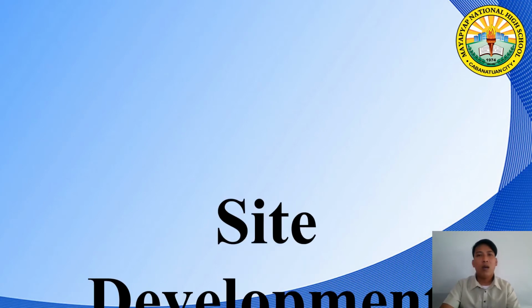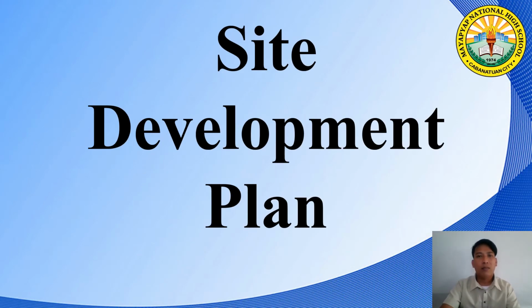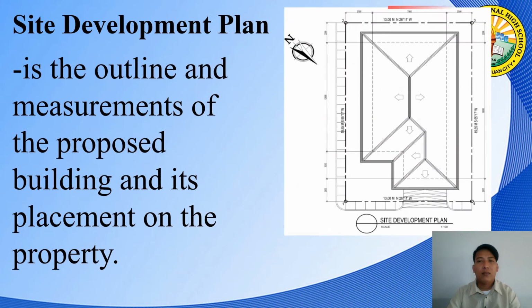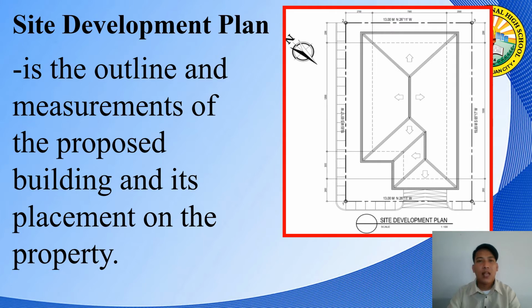Now, let's talk about site development plan. Site Development Plan is the outline and measurement of the proposed building and its placement on the property. This shows the position and the location of the building with property line, setbacks, approaches, grade contours, landscape, and other pertinent data in relation to the site.